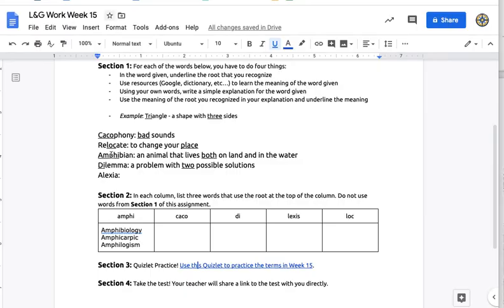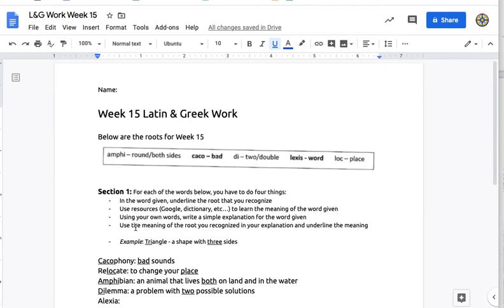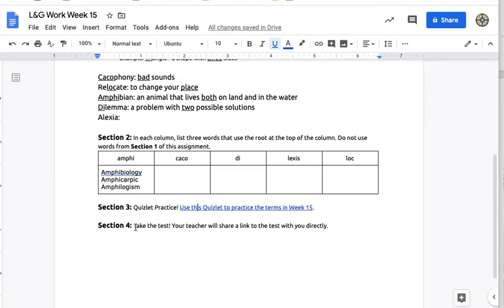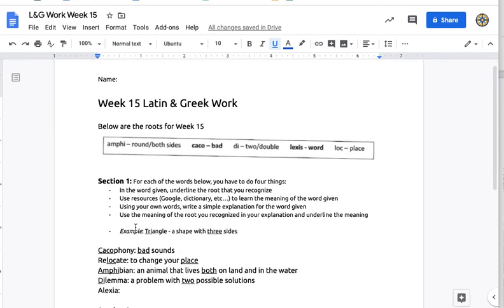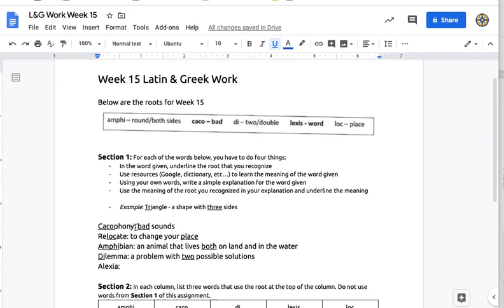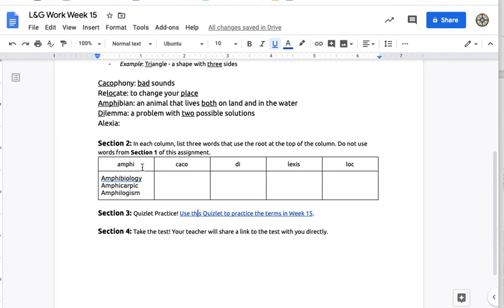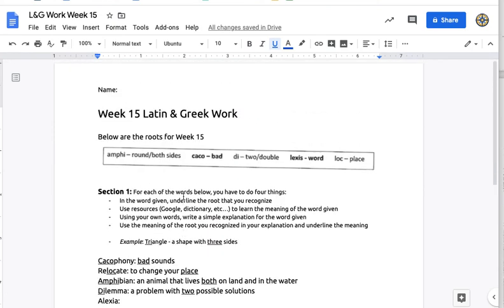The whole point of this video was to introduce you to the Latin and Greek work. There's two big things you have to do: your Latin and Greek work, which is this document, and then take the test. Keep in mind that your Latin and Greek work has several sections. Section 1 where you're explaining the words, Section 2 where you're finding words that use the root, and Section 3 where you're practicing using Quizlet. That will be the flow of our Latin and Greek work for the next few weeks.